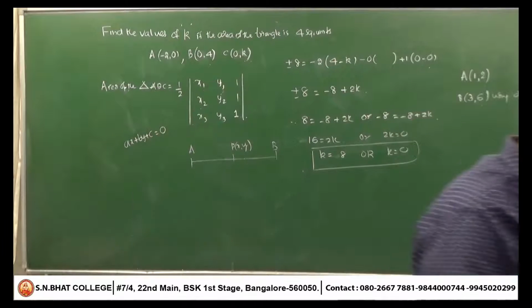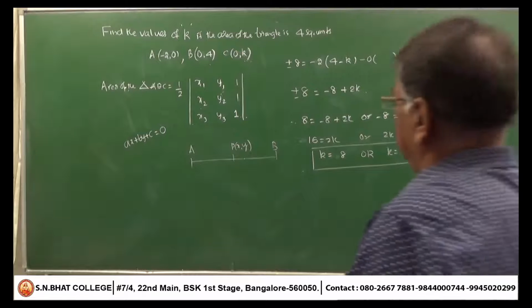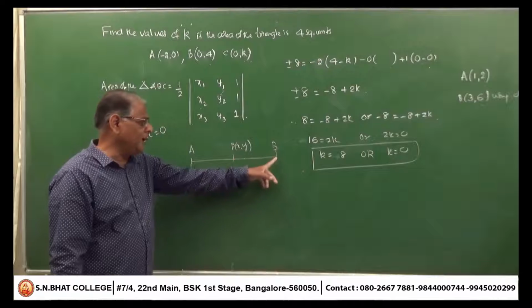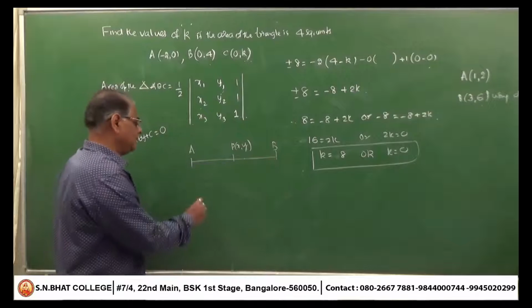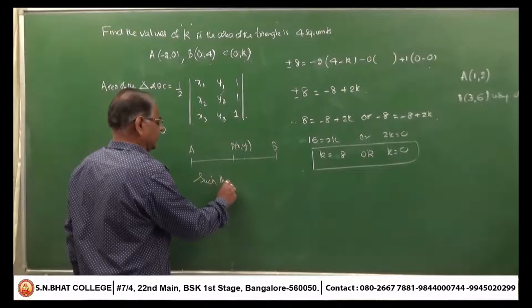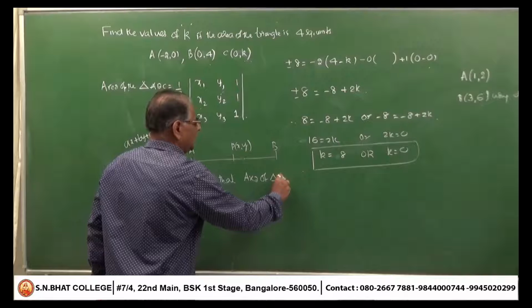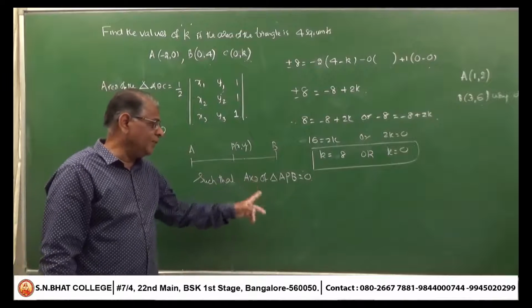Let P(x, y) be any point on the line joining the points A and B, such that the area of the triangle APB is 0.